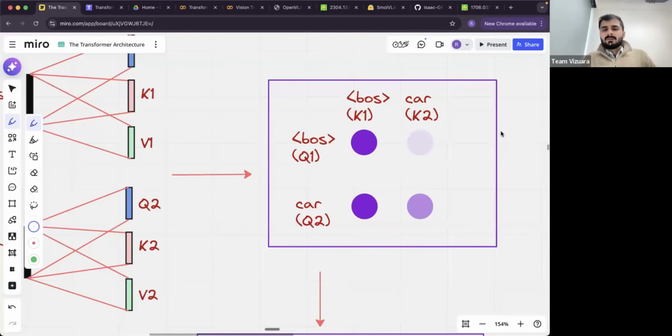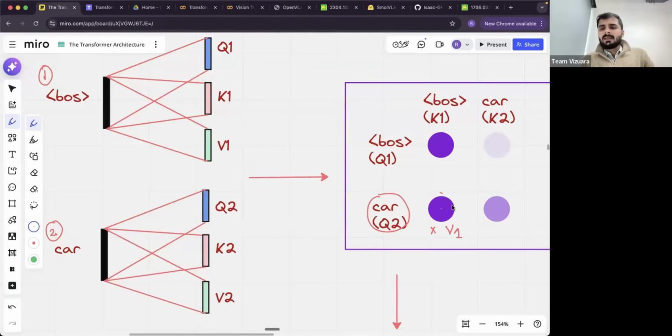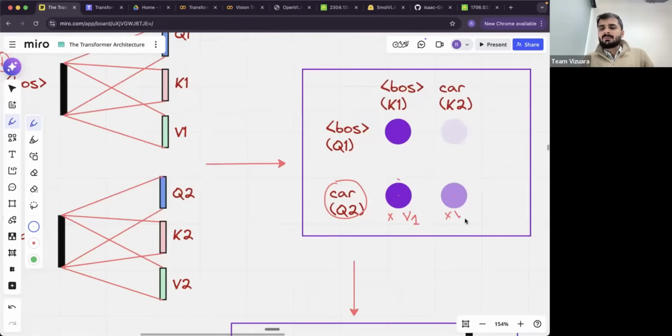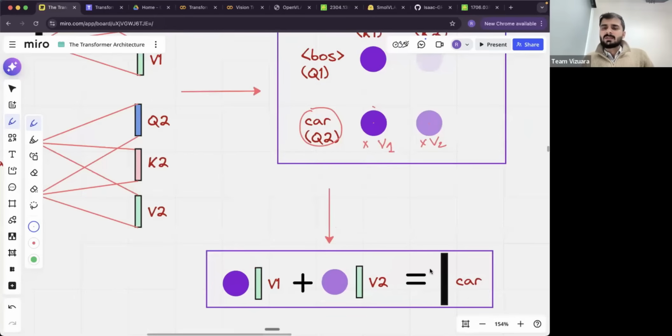Okay, now what I do is I look at this query which is coming from car and I want to generate a context vector out of it. Now you know exactly how these context vectors are generated. I take this attention score, I multiply this by V1, and I take this attention score and I multiply this by V2 and I add them up together. It looks something like this. So I focus only on the context vector for the token car. Okay, so I get a context vector.